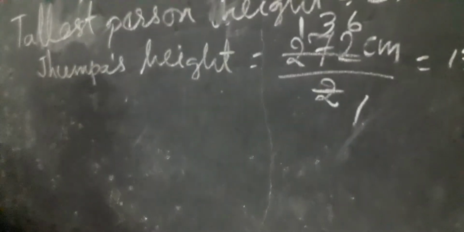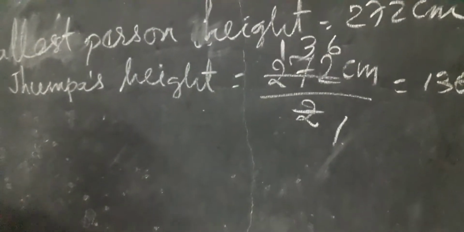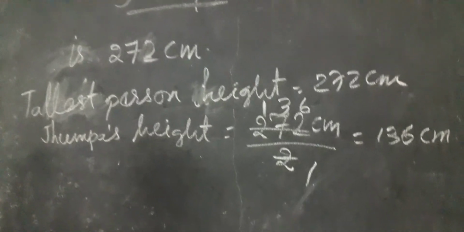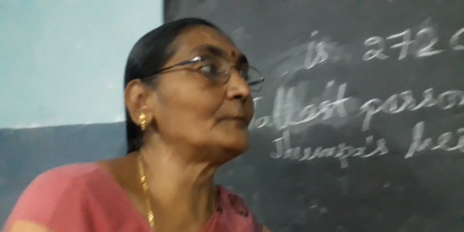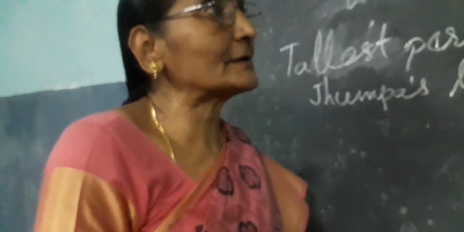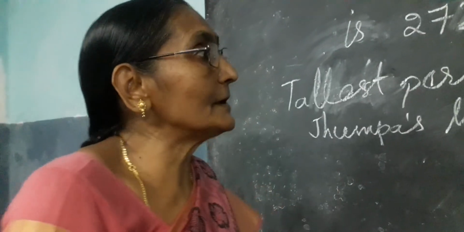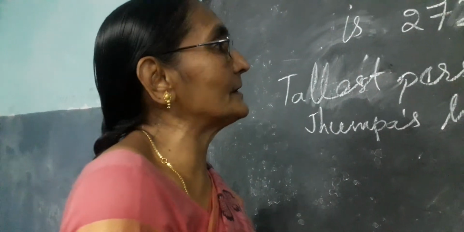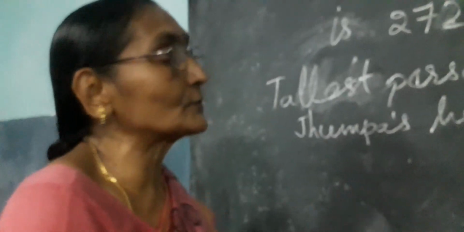Then you will find how many members are there in your family, who is the tallest person and who is the shortest person, and find the difference between them. All these things you have to practice in your notes. I will give some problems and you have to solve them. This much for today, and next class I will teach some more.